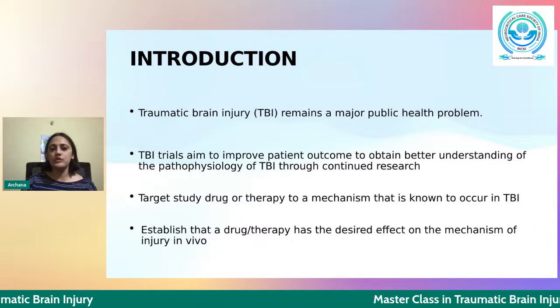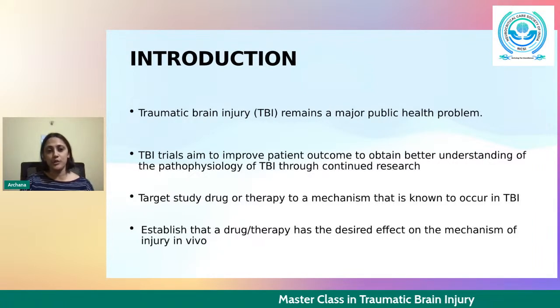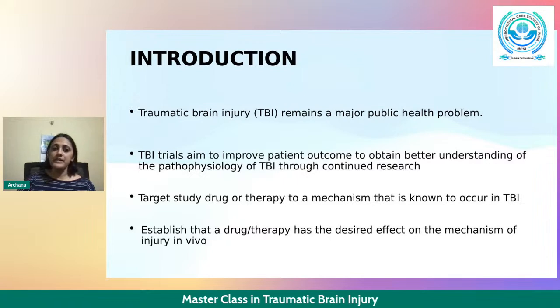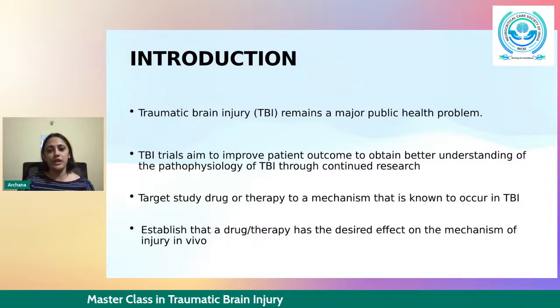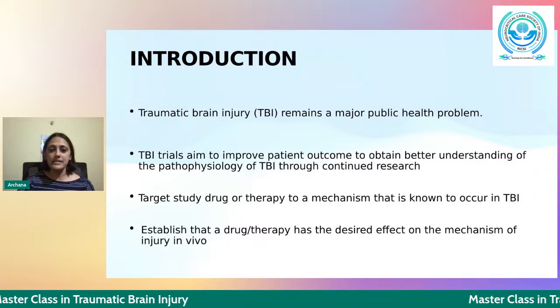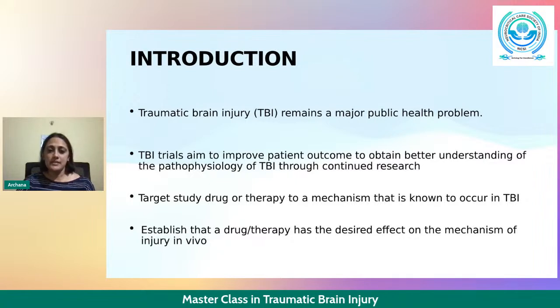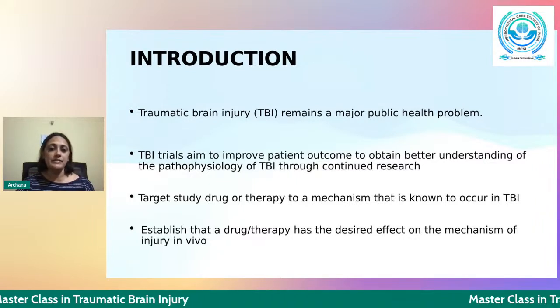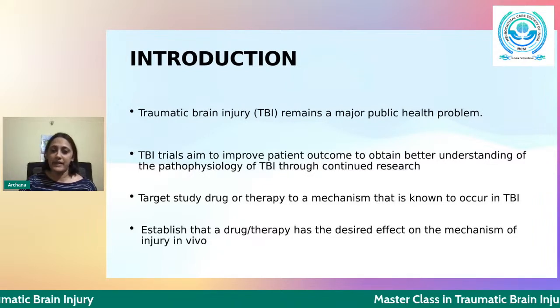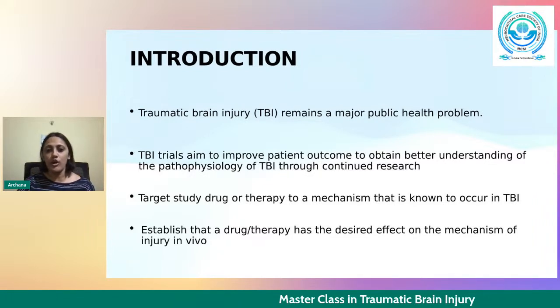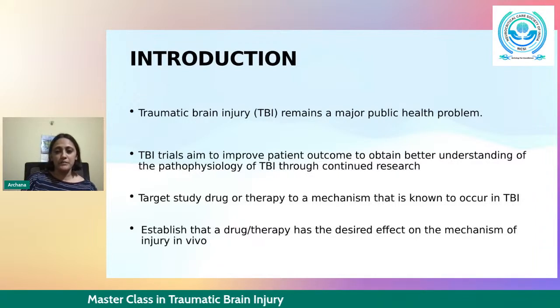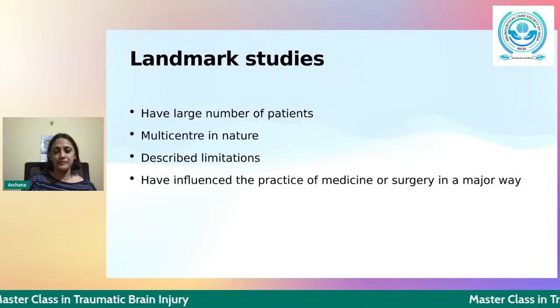Traumatic brain injury remains a major public health problem, and the TBI trials aim to improve patient outcome and obtain a better understanding of the pathophysiology of traumatic brain injury through continued research. These studies were done to target a particular therapy, be it a mechanism which needs to be prevented or the introduction of a drug to have a desired effect on the mechanism for treatment.